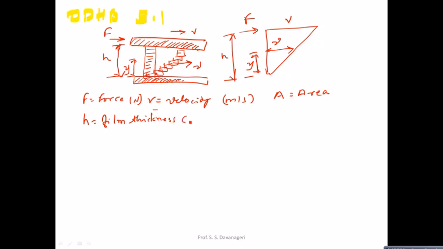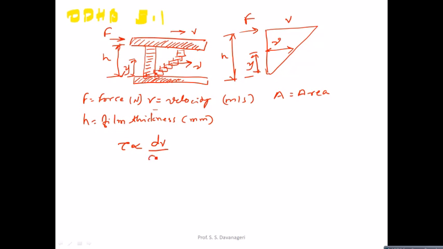And consider a unit area as A, and H as the film thickness. Now let us take this film thickness in mm.